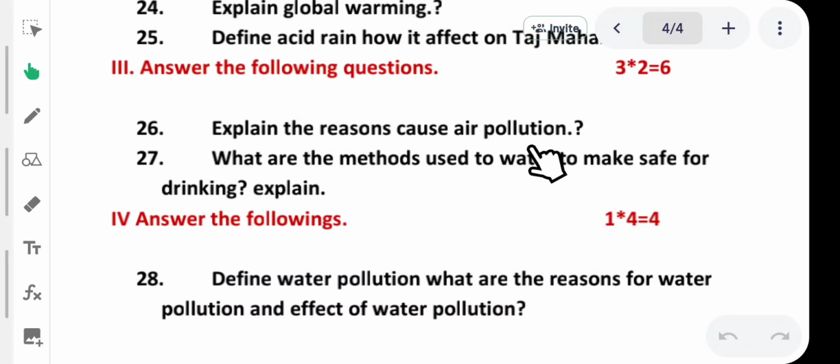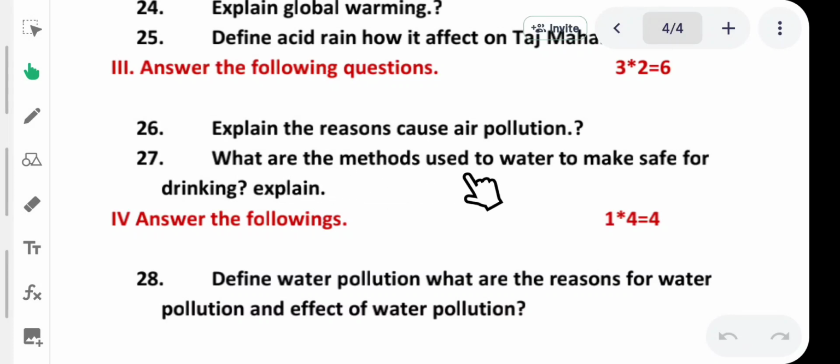Factories give out smoke, and automobiles exhaust carbon dioxide and carbon monoxide, and the burning of firewood and dung cakes gives out harmful chemicals. And also the refrigerators, air conditioners and the aerosols which we are using have a kind of pollutants. They will also cause air pollution. Those are chlorofluorocarbons. Also some of the greenhouse gases cause air pollution, greenhouse effect, global warming. All these are the causes of air pollution.